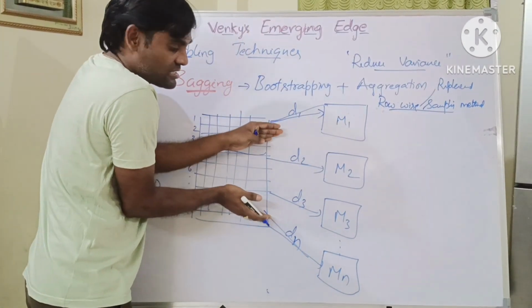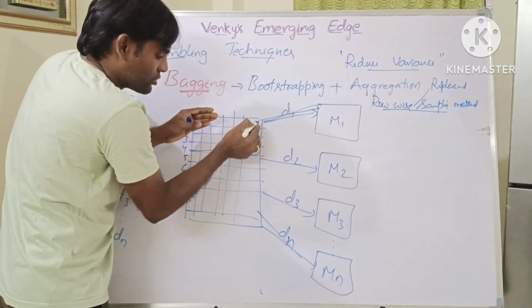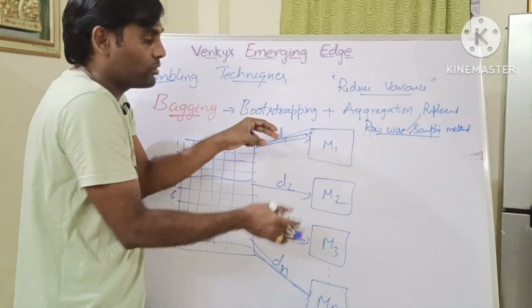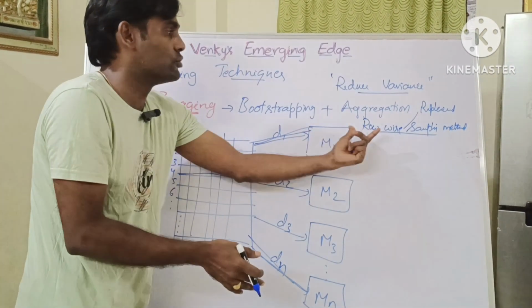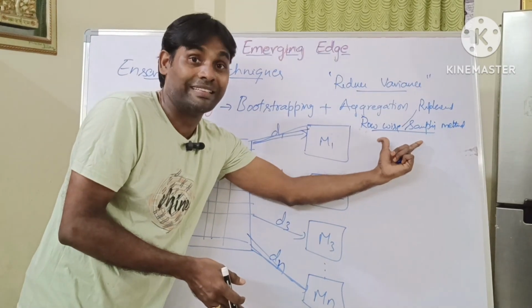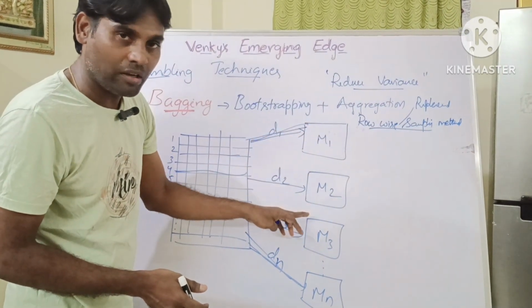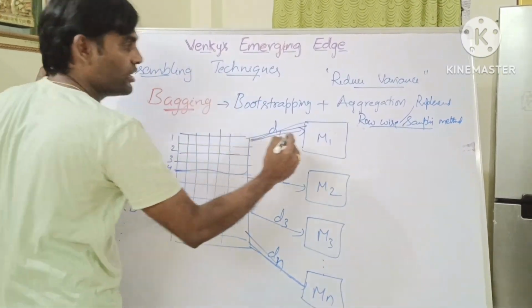So finally, you get a first model giving some output, the next model giving some output, the next model giving some output, and the next model giving some output. These are the predictions. So that's why these are called ML models. So finally we get a prediction.